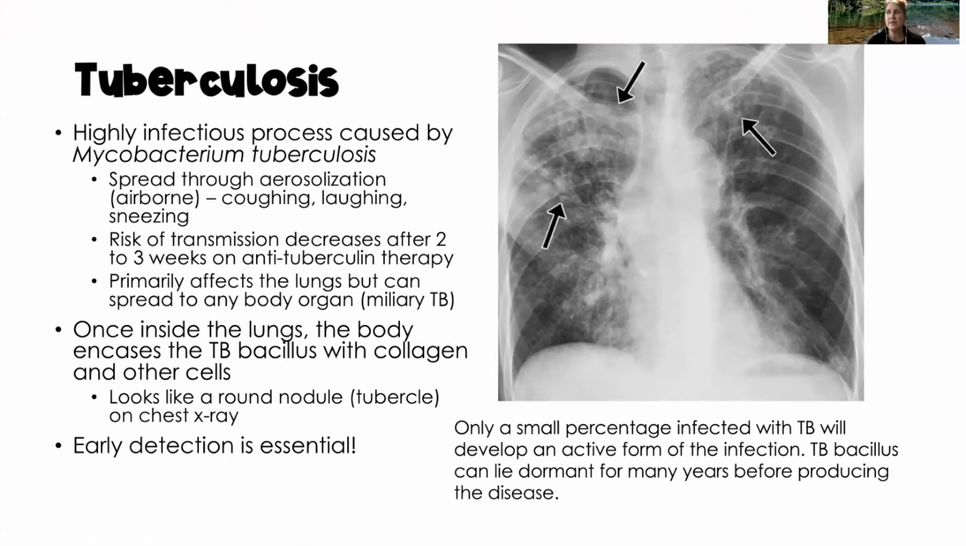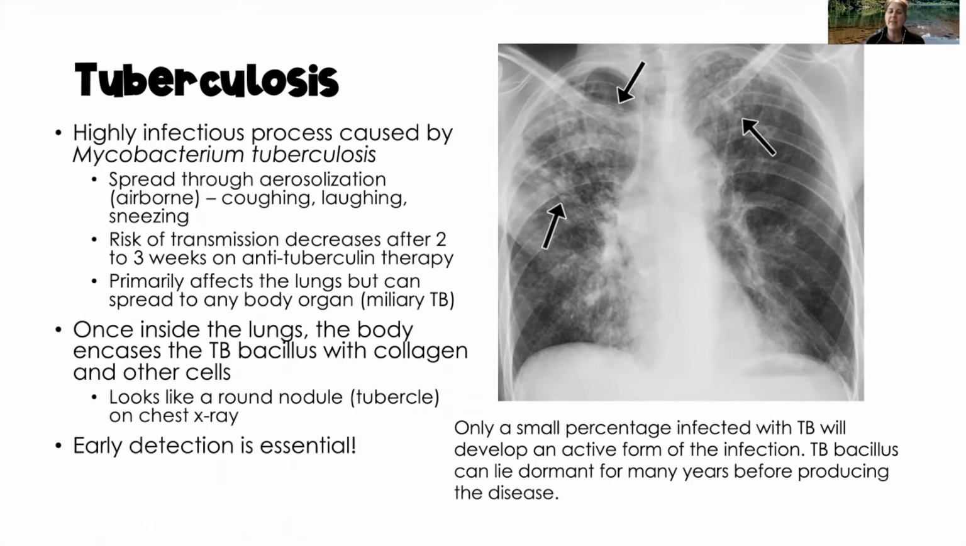Now, the risk of transmission does decrease after about 2 to 3 weeks on anti-tuberculin therapy. Now, tuberculosis does primarily affect the lungs, but it can spread to any other body organ, and that's called miliary TB. Now, we're not going to talk much about that today. We're mostly going to focus on respiratory TB, but just know that it can spread to other body organs.